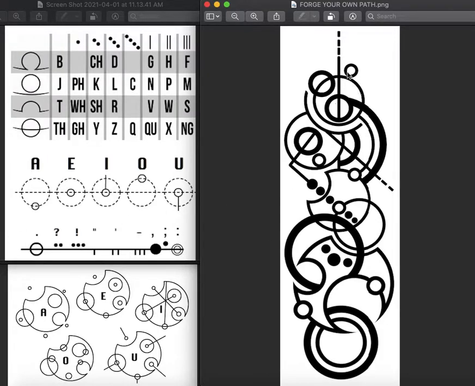Oh, and there's punctuation. There's no punctuation in this design, so it doesn't really matter for this. So anyway, you read the script bottom counterclockwise. So we're going to start at the bottom here.